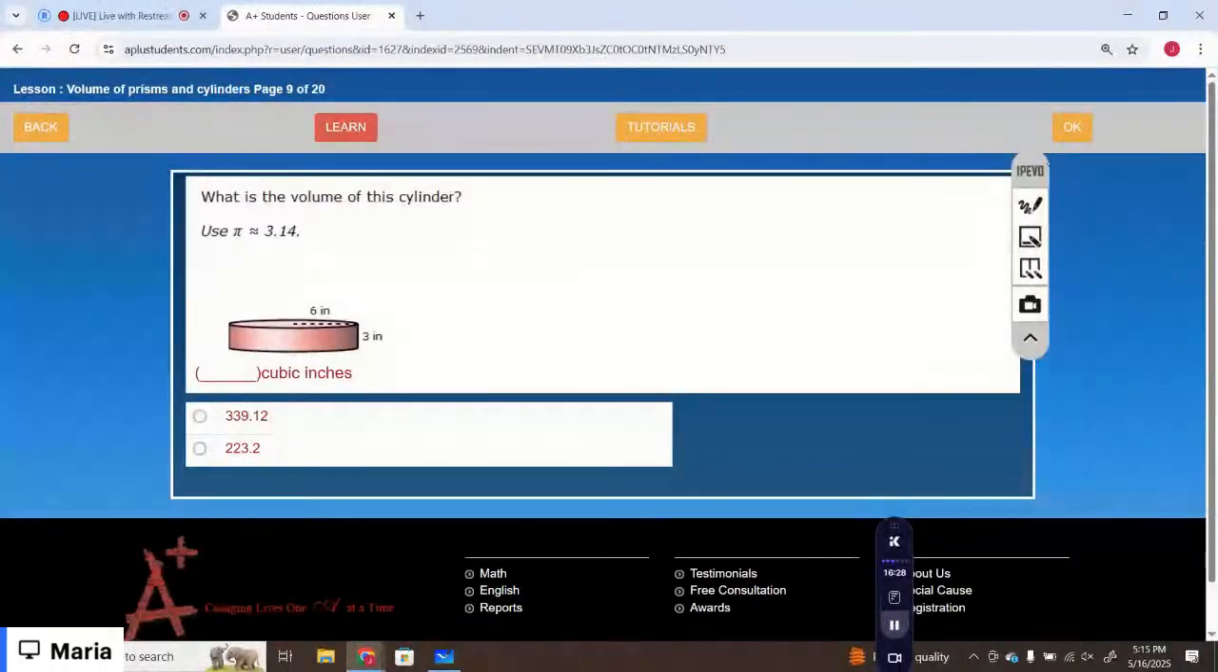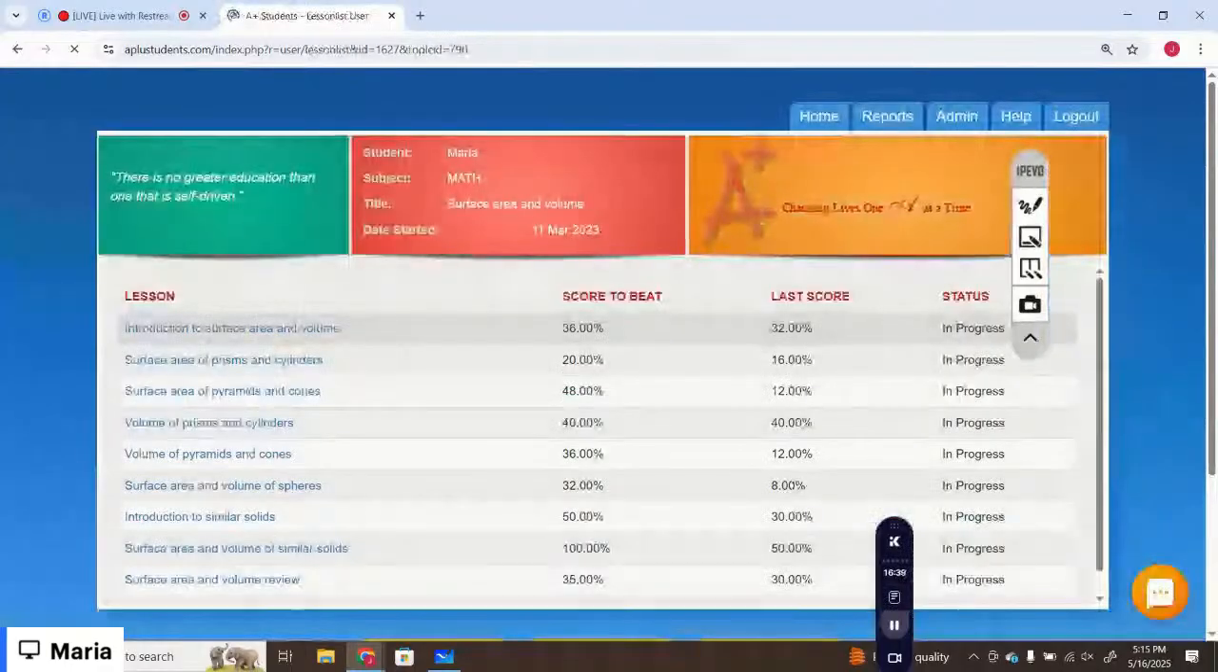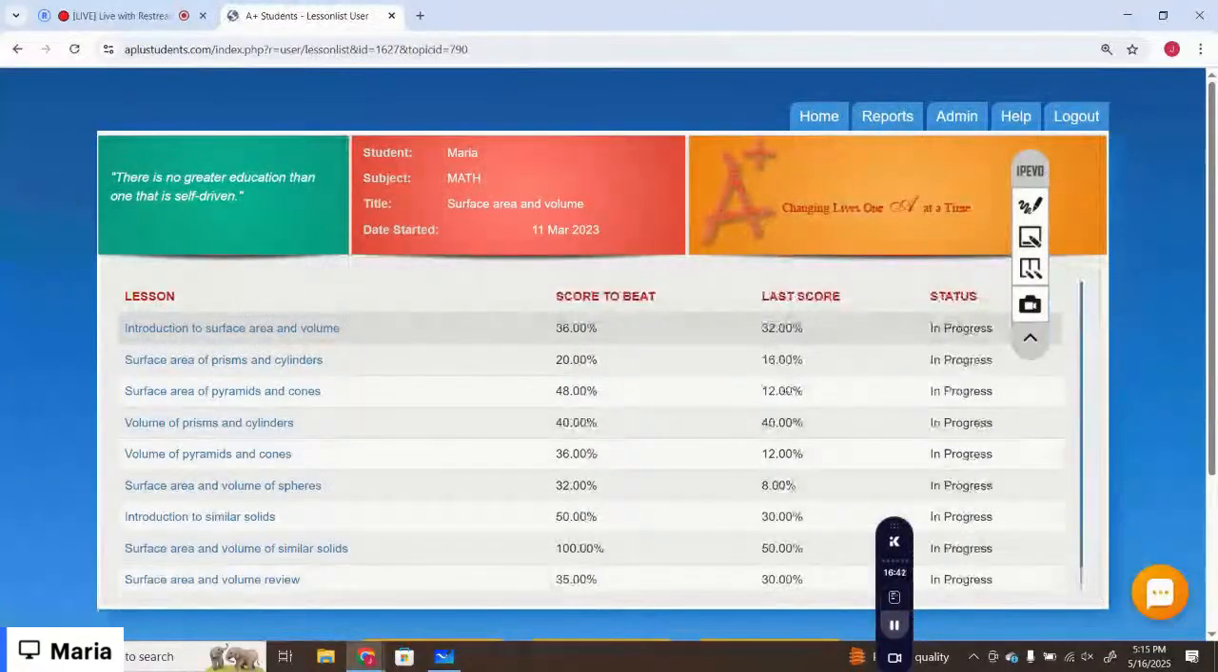Okay, let's move on to the next lesson. The next lesson is volume of pyramids and cones. Let's start with the lesson.